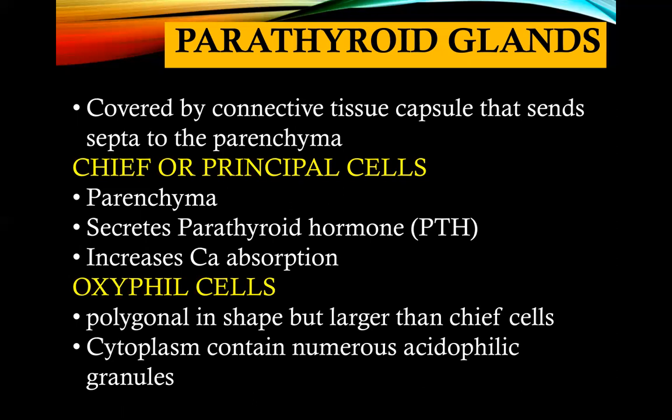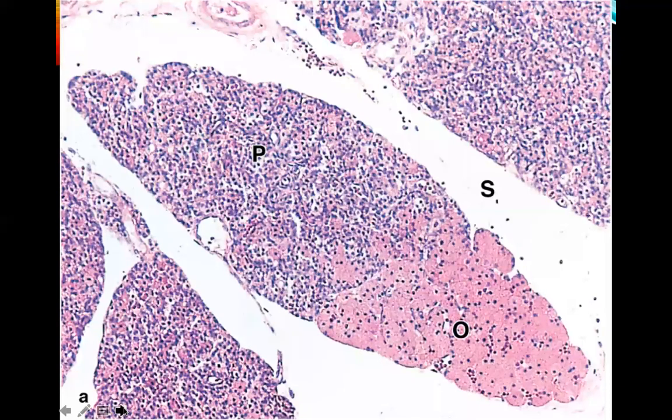Other than the chief or principal cells, you have your oxyphil cells. They are described as polygonal in shape, but larger than chief cells. Its cytoplasm contains numerous acidophilic granules. Okay, this is another picture from the laboratory. PD here stands for your principal cells or chief cells, which secrete your parathyroid hormone. Your O here is an oxyphil cell, larger than the principal or chief cell.